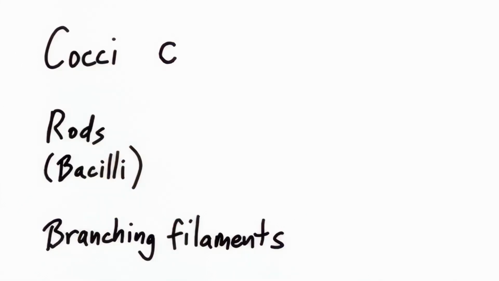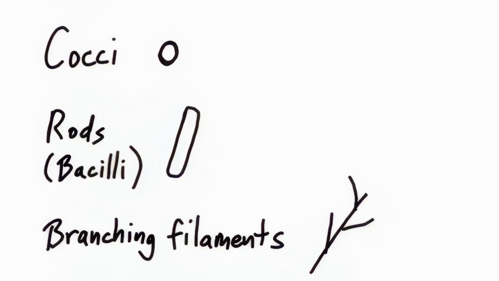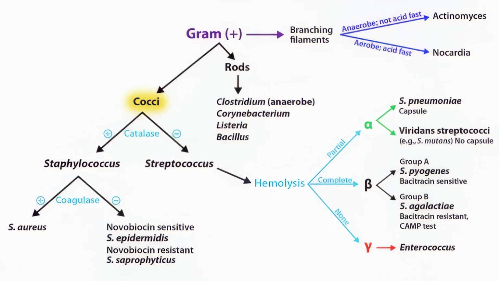Cocci are spherical, rods are rod-shaped, and they're called bacilli. The branching filaments look a bit like fungus under a microscope because of the filaments. These different shapes are usually pretty easy to differentiate in the lab. Let's follow the cocci down that algorithm.